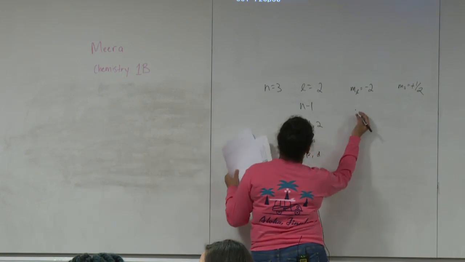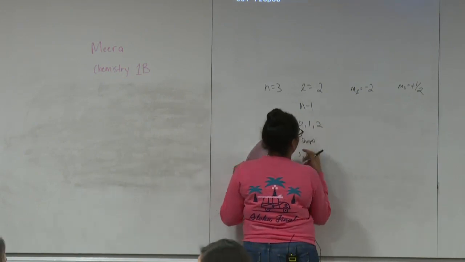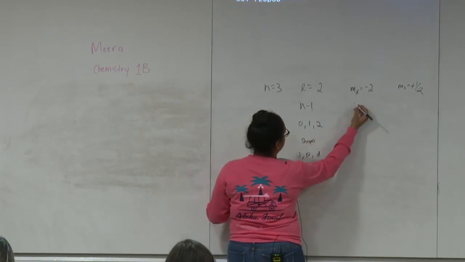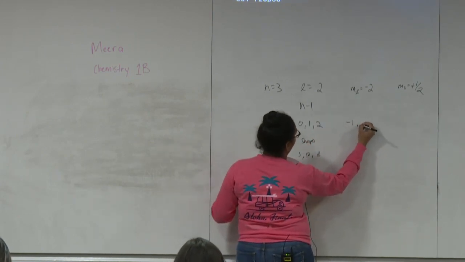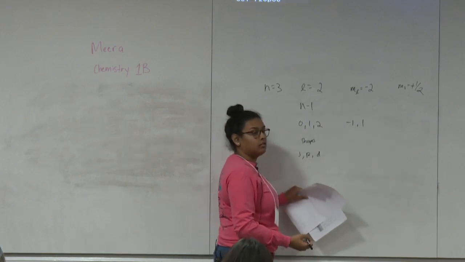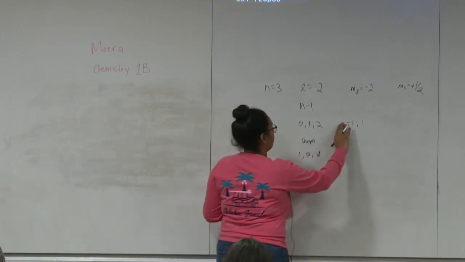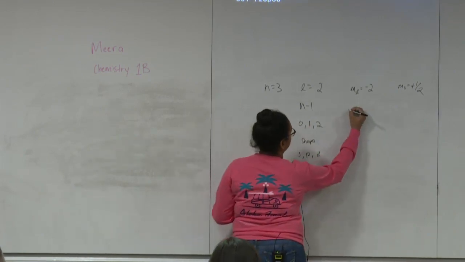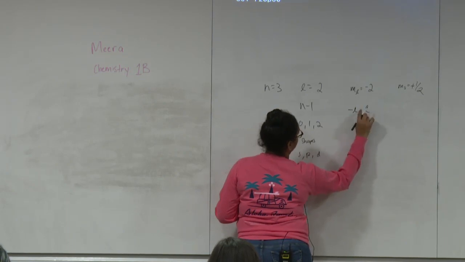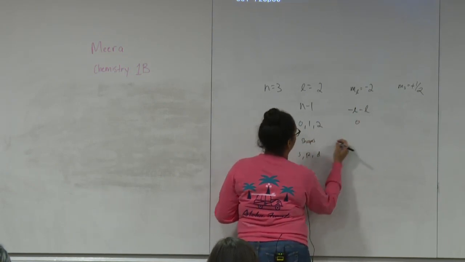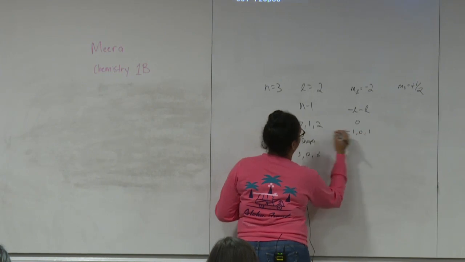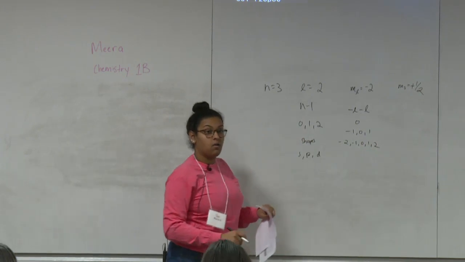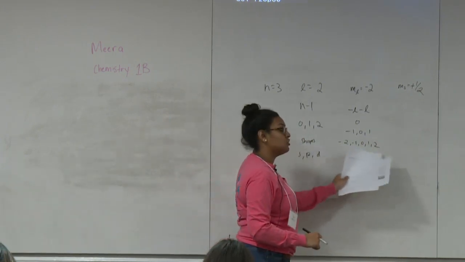Right? And then ML. Say N was 2, that means your L is 1. That means you'd have negative 1, 0, and 1. So ML, you just take L, it's going to be negative 1, 0, 1. If L was 0, it's going to be 0. If it's 1, it's going to be negative 1, 0, 1. If it's 2, negative 2, and so on. So each of these are specifying 2 different electrons.